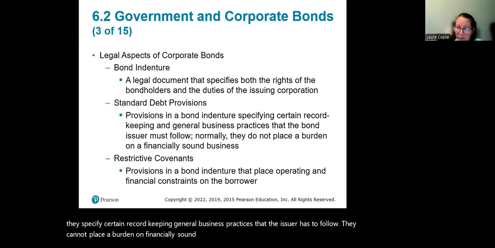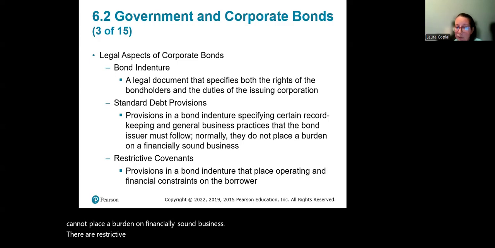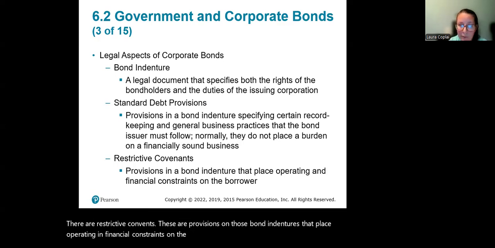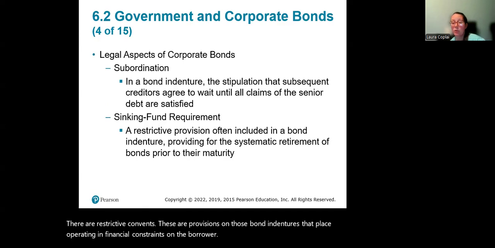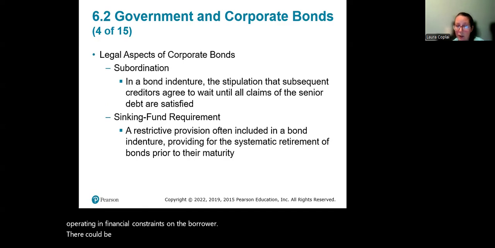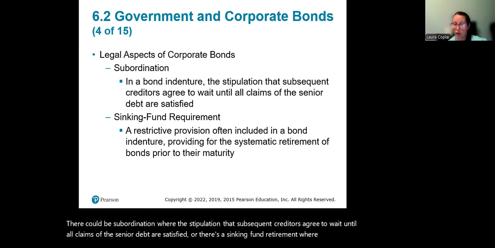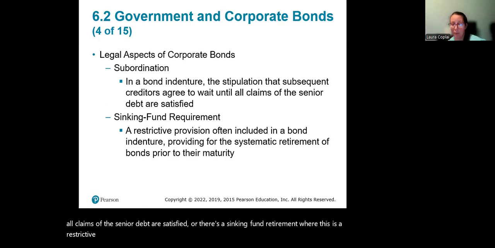There are restrictive covenants. These are provisions in bond indentures that place operating and financial constraints on the borrower. There could be subordination, where there is a stipulation that subsequent creditors agree to wait until all claims of the senior debt are satisfied. Or there's a sinking fund retirement, a restrictive provision included in a bond indenture providing for systematic retirement of bonds prior to their maturing.